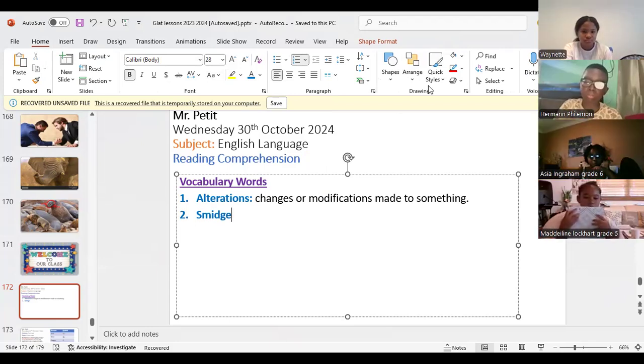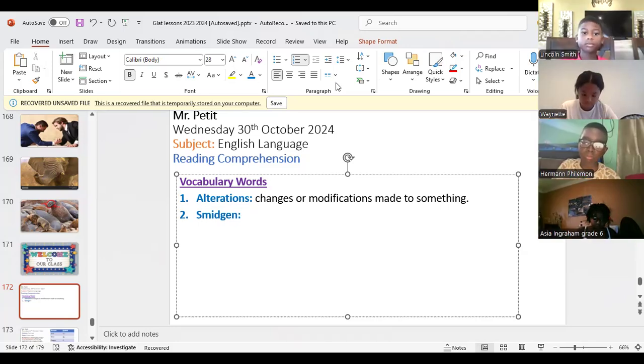L. R. No. S. No. R. No. N. What you said? D. What you said? Legacy? M. No. D. No. I. N. No. N. Oh, N. Can anyone pronounce this word? Smidgen. What does smidgen mean?